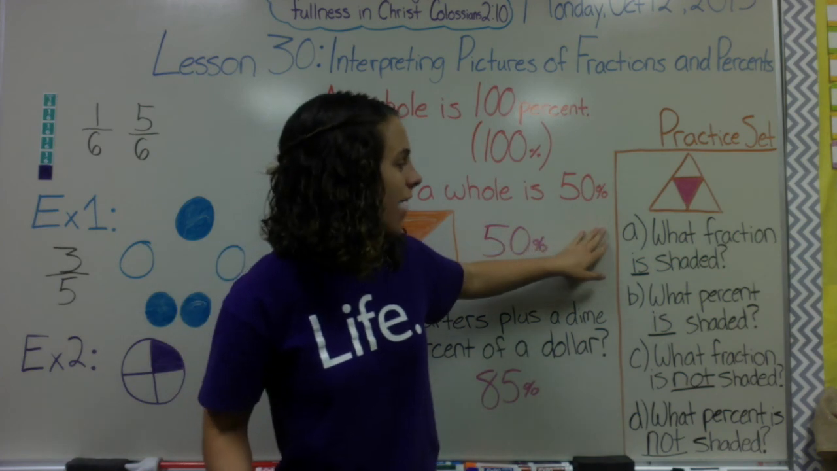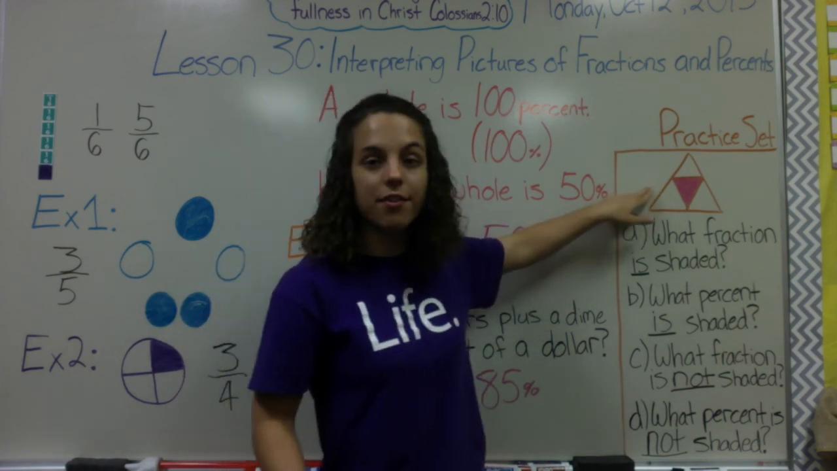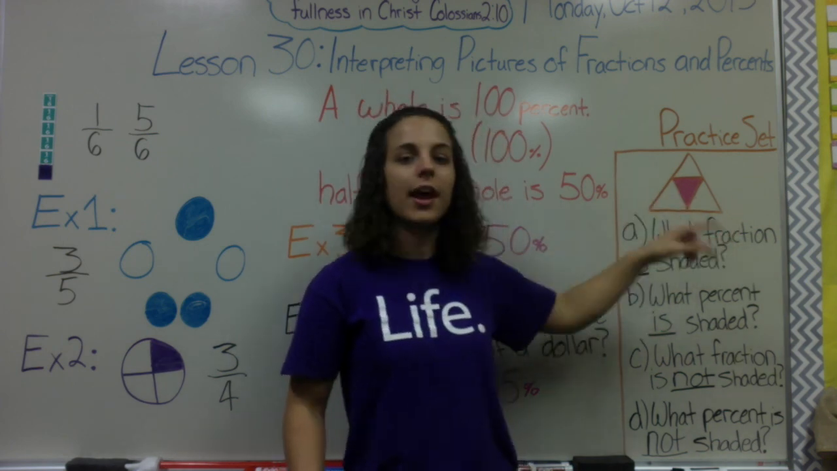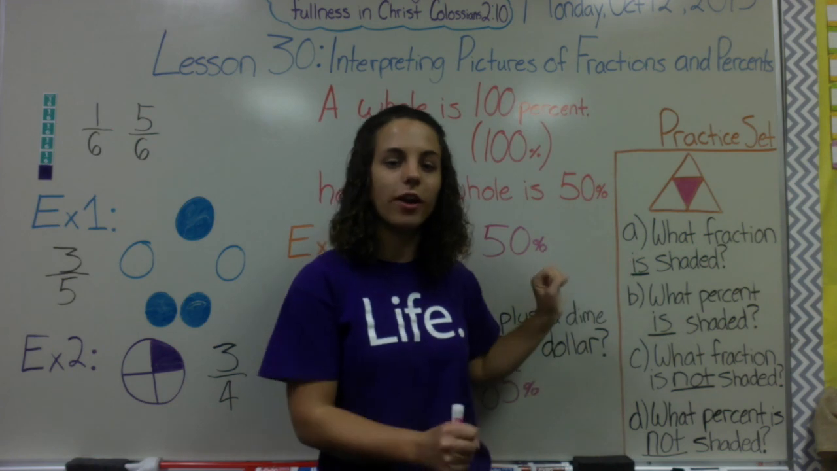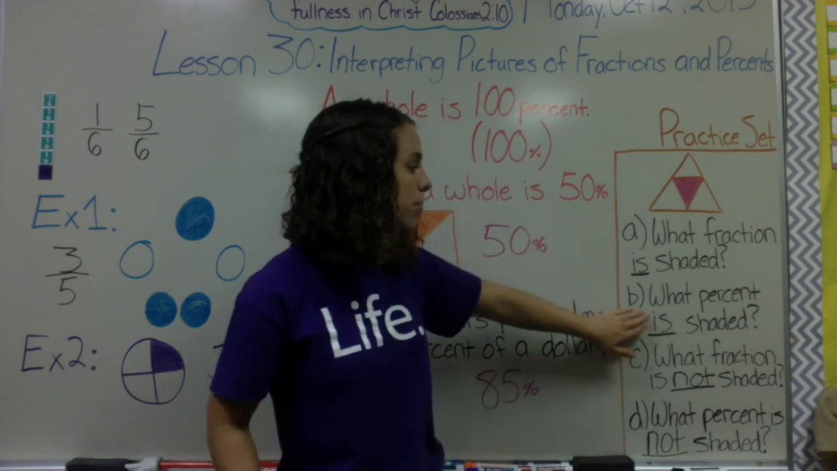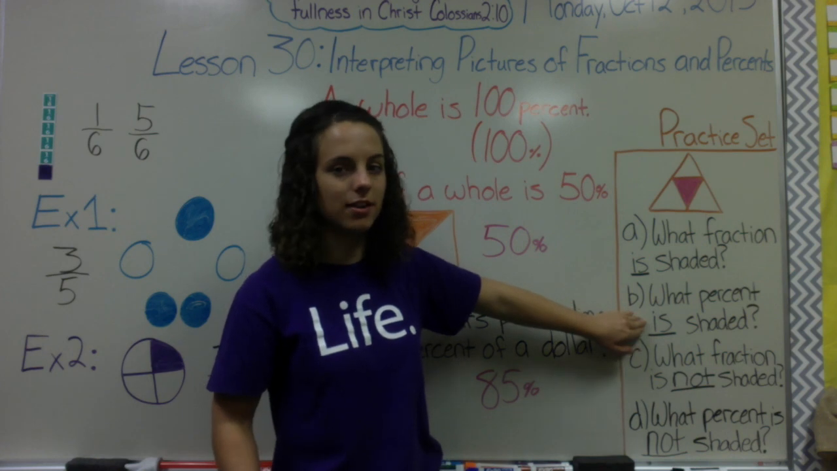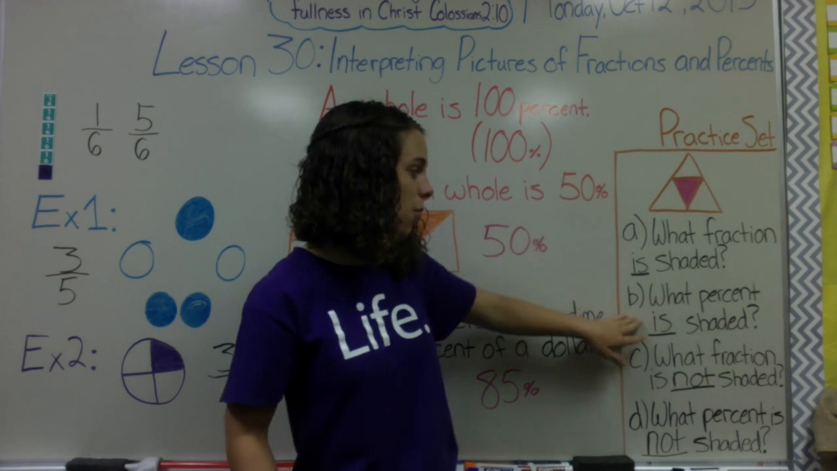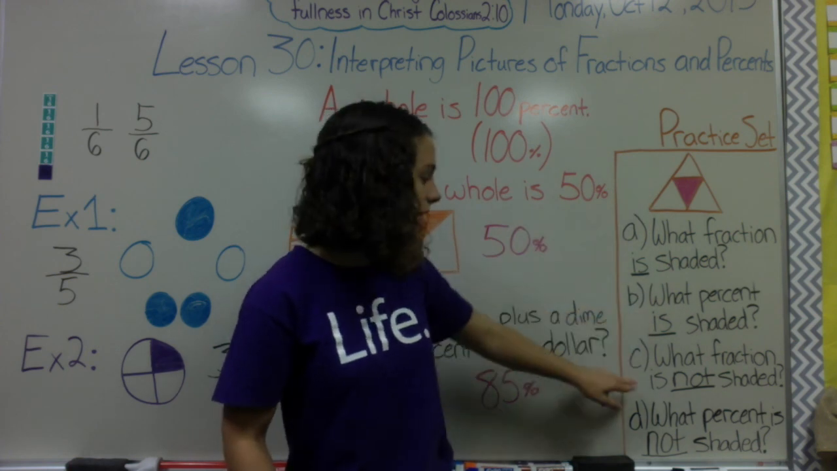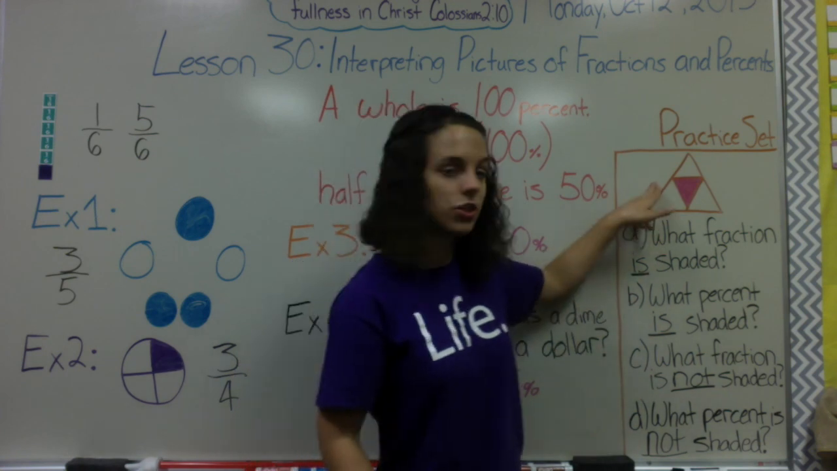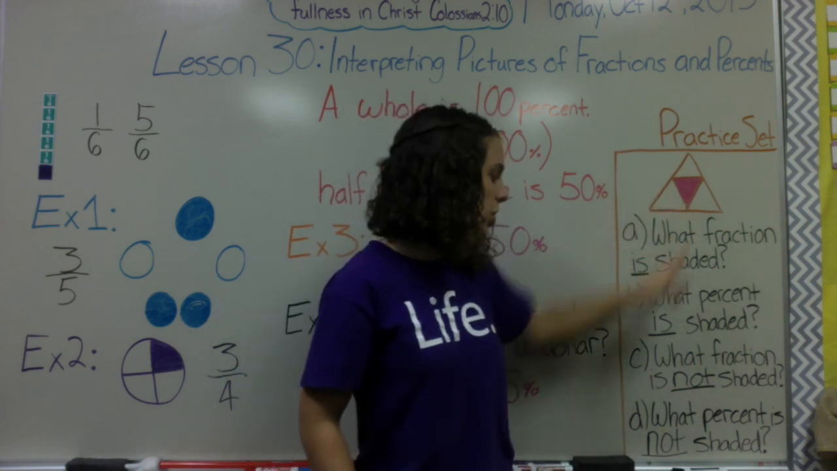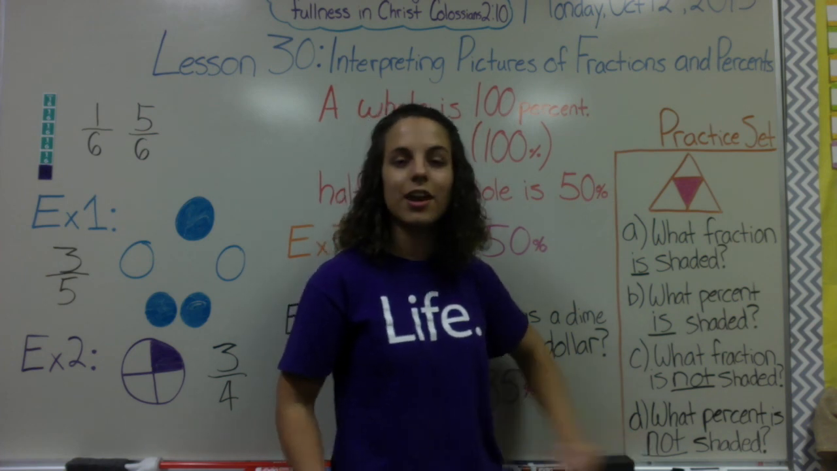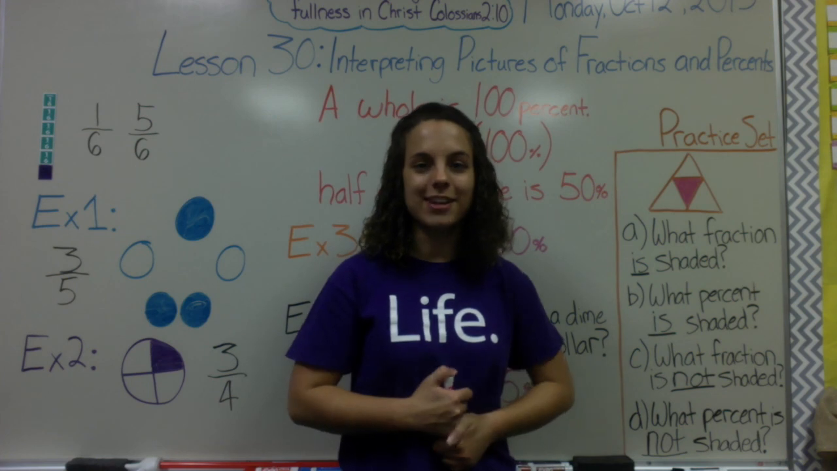Letter A says, what fraction is shaded? So what fraction of this triangle is shaded? It's split into however many equal parts. How many parts of the whole are shaded? That's what you need to know. Then, what percent is shaded? We did learn that in investigation 2, so you should know. If you have your fraction, you should know what percent is also shaded. Then for letter C, what fraction is not shaded? What fraction of this triangle is not shaded? And then letter D, what percent is not shaded? We'll go over those answers in class and then work the rest of the practice set together.